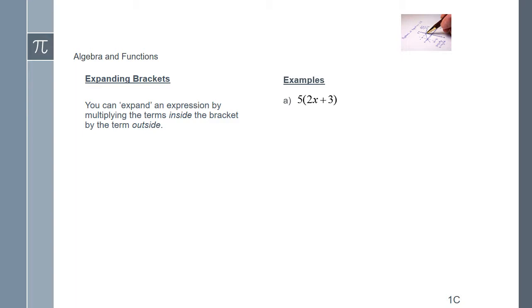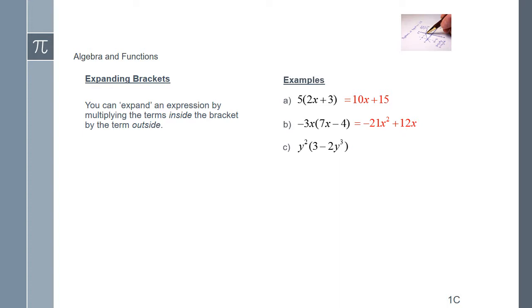5(2x plus 3), the dramatic pause represents the bracket. So that's 5 times 2x, which is 10x, and 5 times 3, 15. Minus 3x(7x minus 4). So we've got minus 3x times 7x, minus 21x squared, minus 3x times minus 4, being careful with minus signs, gives us the plus 12x. So it's minus 21x squared plus 12x.